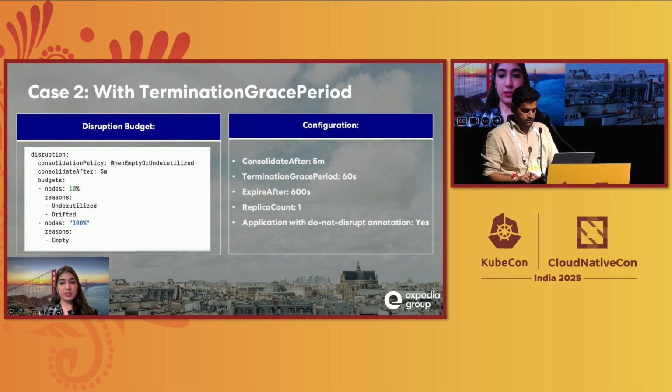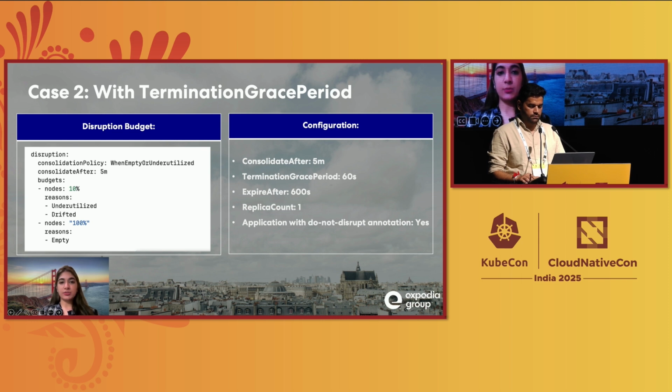We ran again a single replica of the application pod, still annotated with the do not disrupt annotation, ensuring that Karpenter respects its placement. The disruption budgets also remain unchanged in this test case, allowing up to again 10% of the nodes to be consolidated when underutilized or drifted, and 100% of the nodes when they are empty.